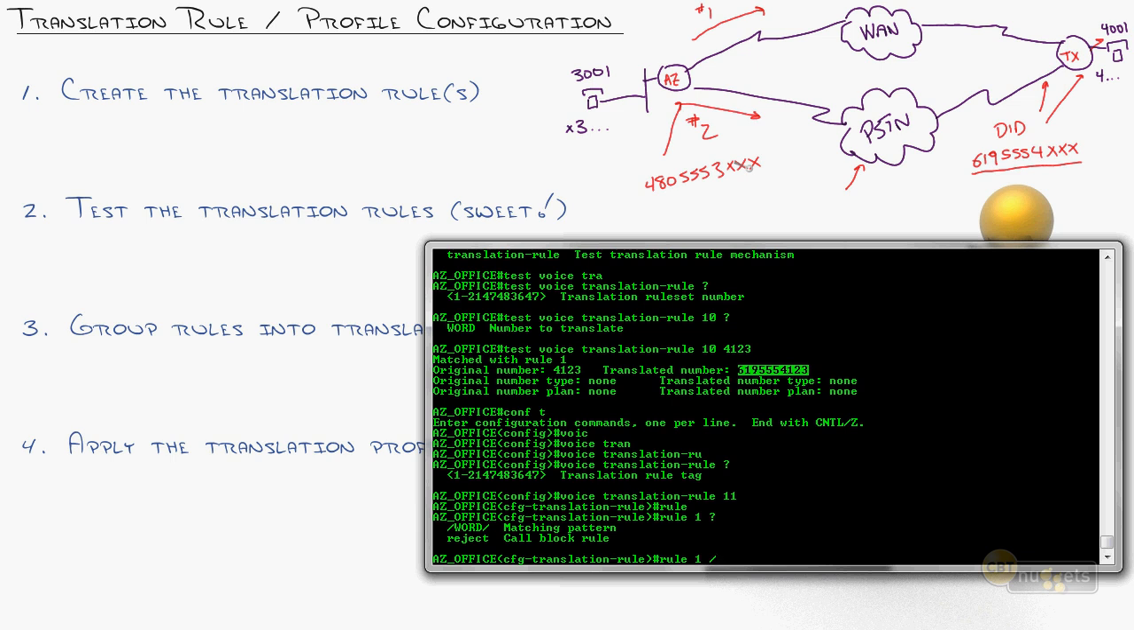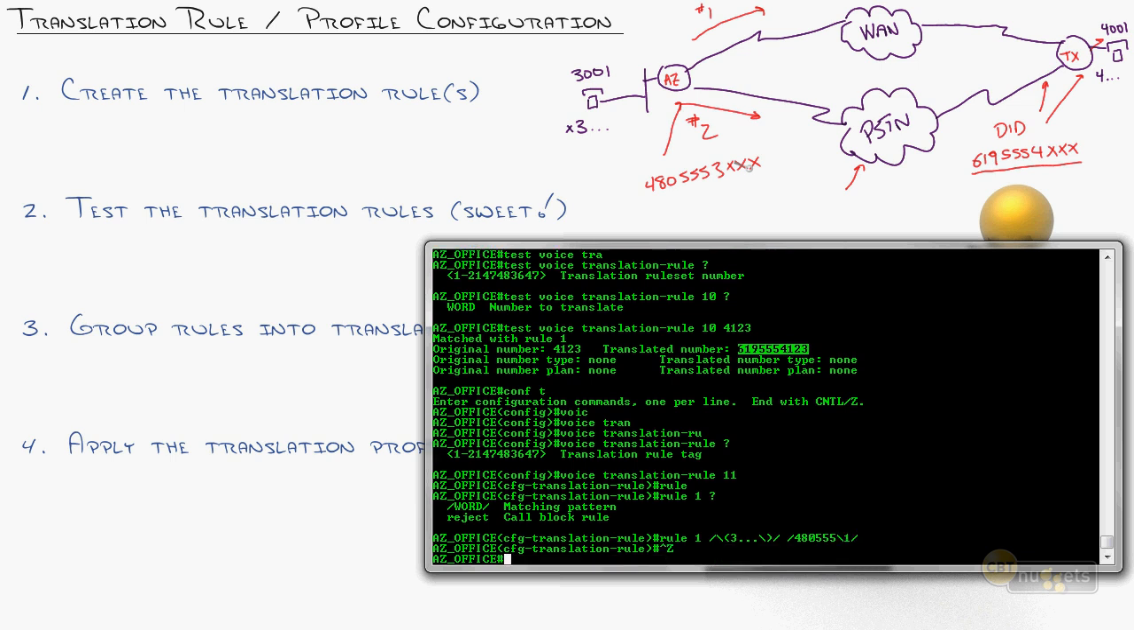We'll do backslash open parentheses 3 dot dot dot, which is going to match our caller ID information. Closed parentheses, done with the match. Looks right, right? Okay, good. Forward slash, we're going to replace it with 480555 backslash 1 forward slash. Good.